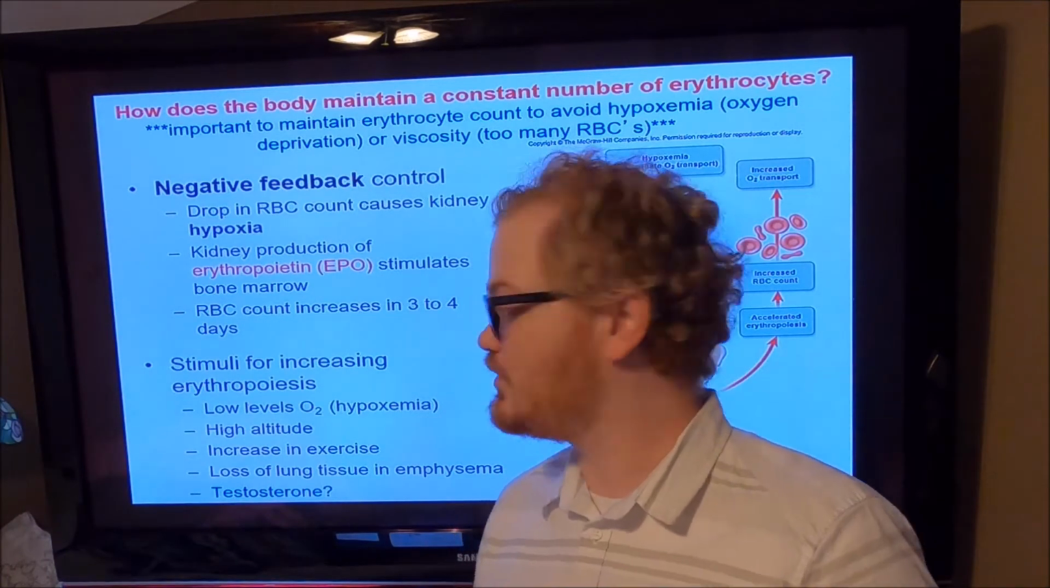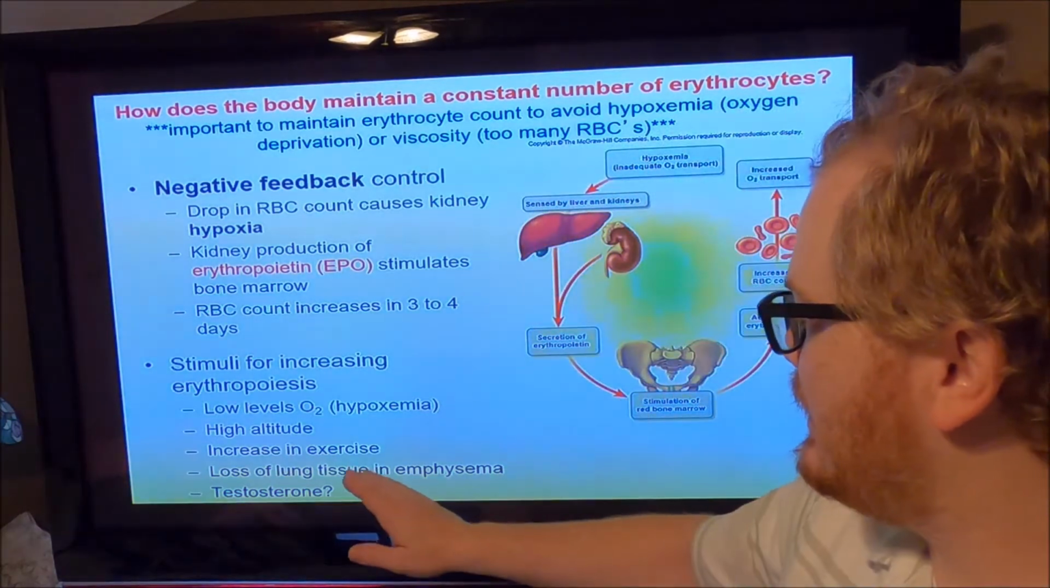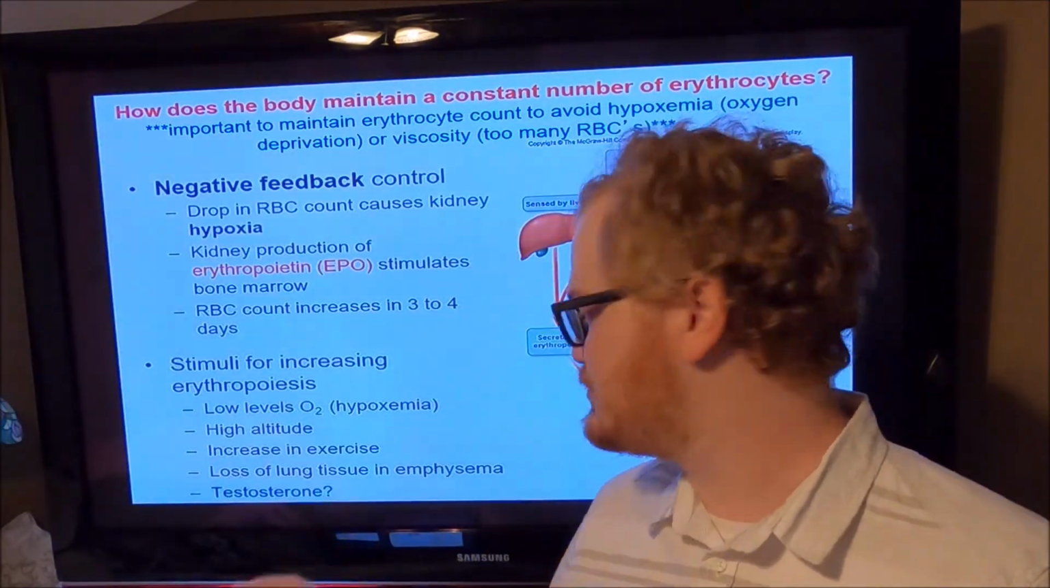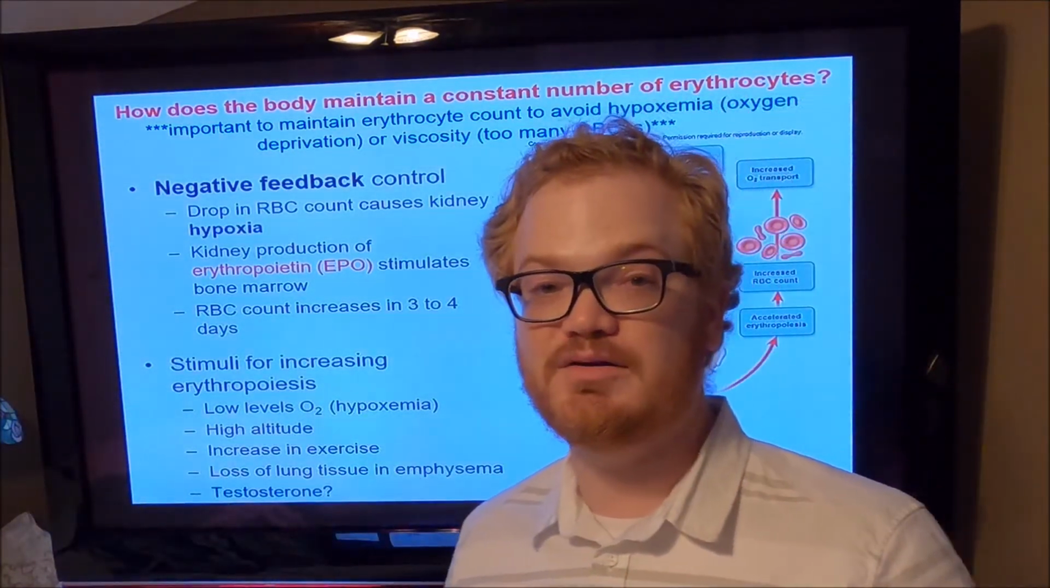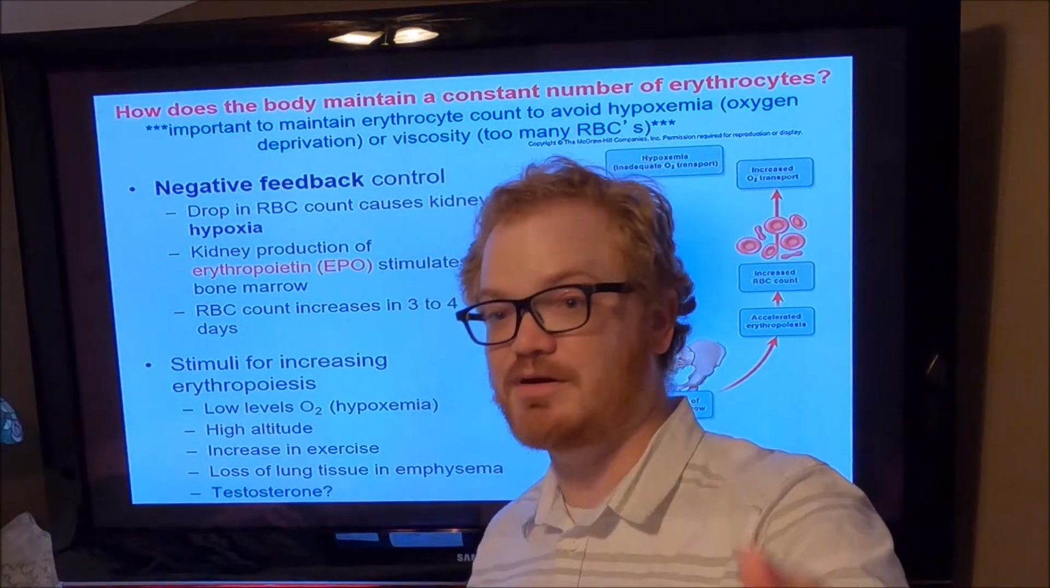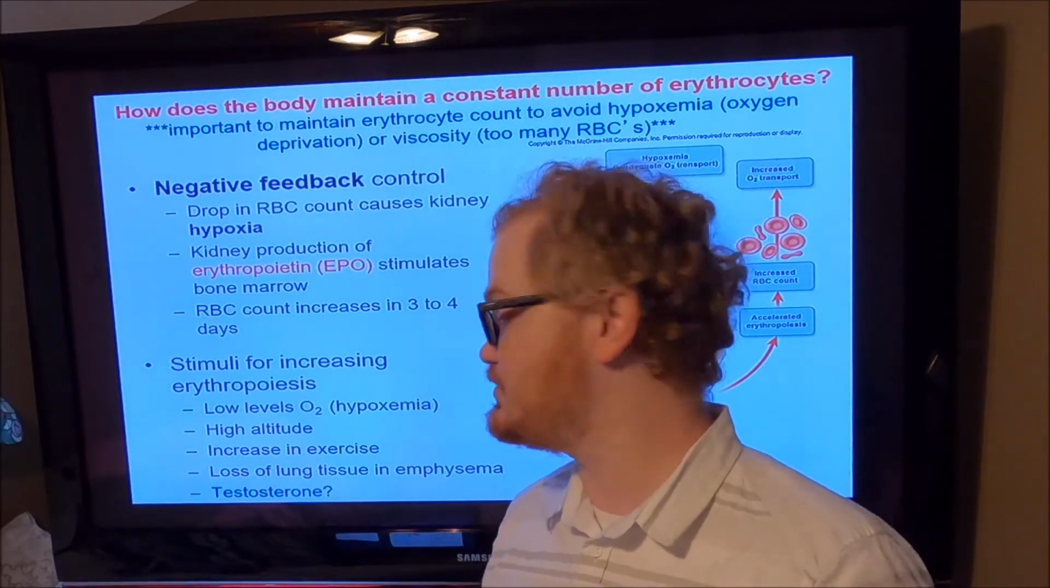They're going to start cranking out erythropoietin. You can, with emphysema. So if your lungs aren't being efficient as a result of some lung tissue being destroyed, that means that your kidneys are going to sense a low oxygen environment, so they're going to release erythropoietin and up your red blood cell count.